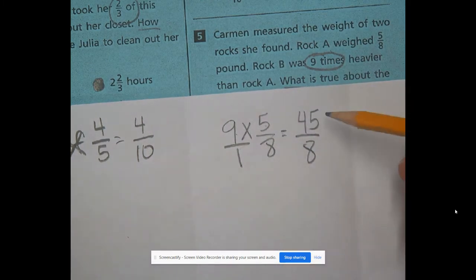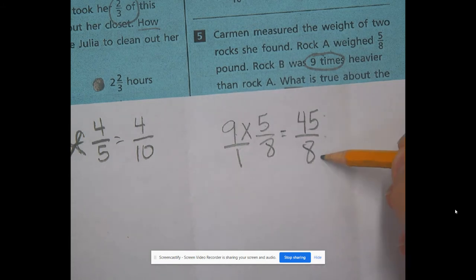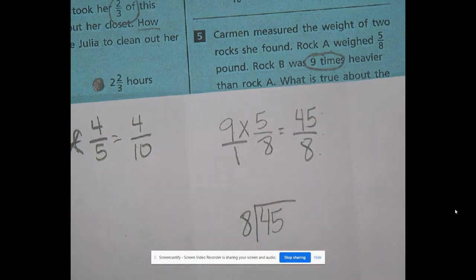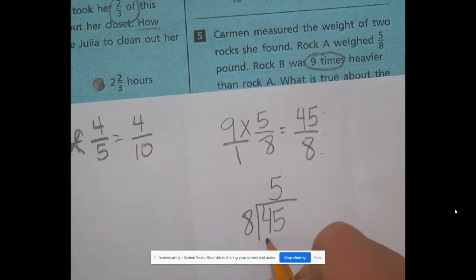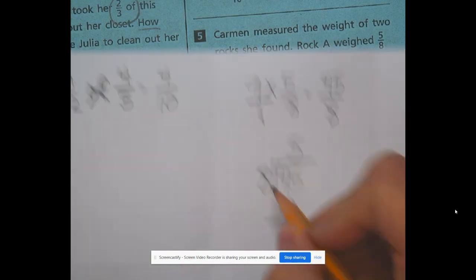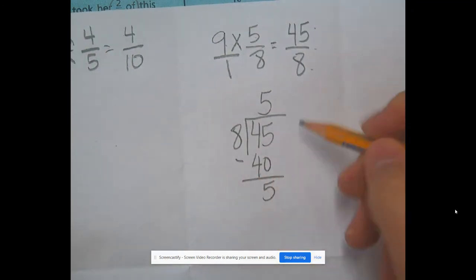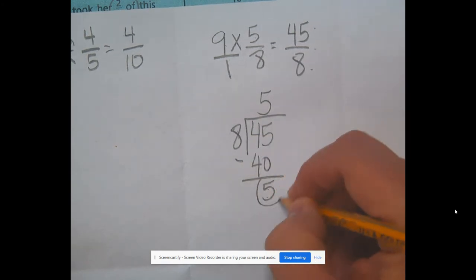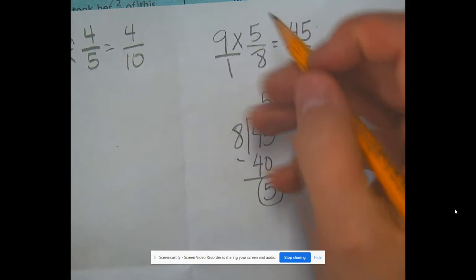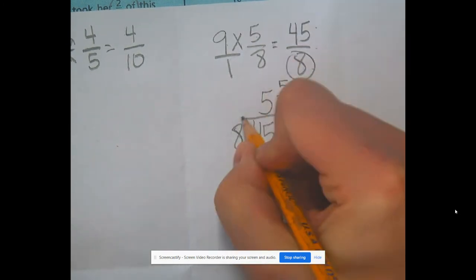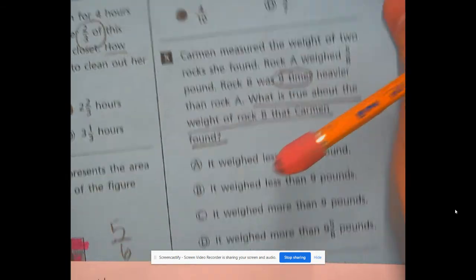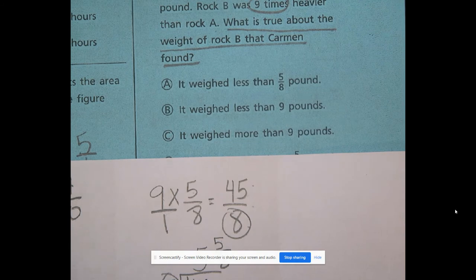45 divided by 8. Okay, 45 divided by 8 is what? 5. 5 times 8 is 40. Subtract. Anything to bring down? Nope. Is it smaller than our divisor? So it's our remainder. So our remainder becomes our numerator, and our denominator is our divisor. Okay, so now we got to come back and look at our answers and see what it says.